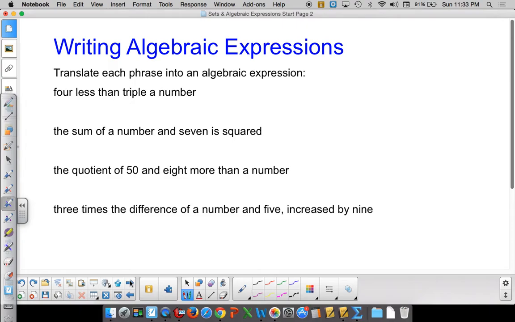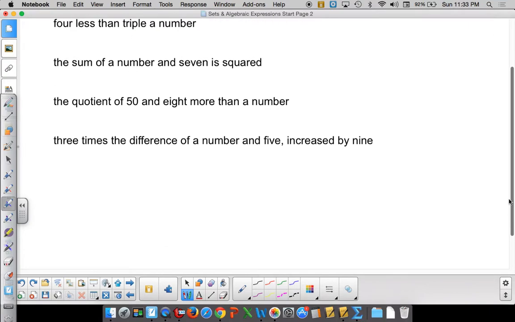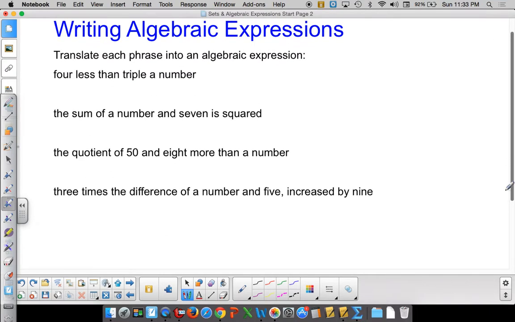Okay, the first couple have you trying to write these phrases. They're just simple phrases that we're writing into sentences. We'll also be looking at some other examples later on where we actually have to translate them into actual equations.